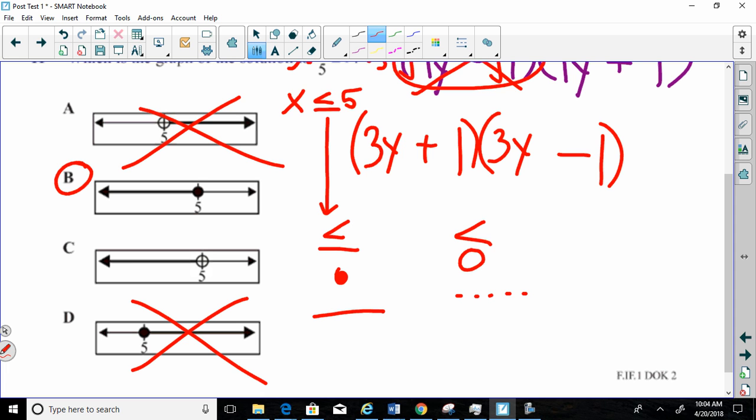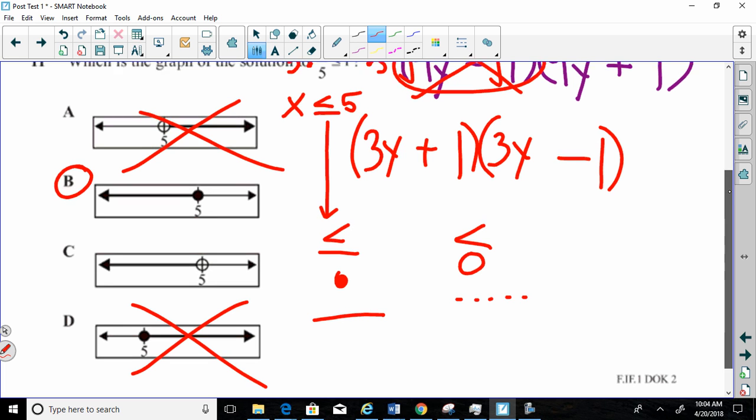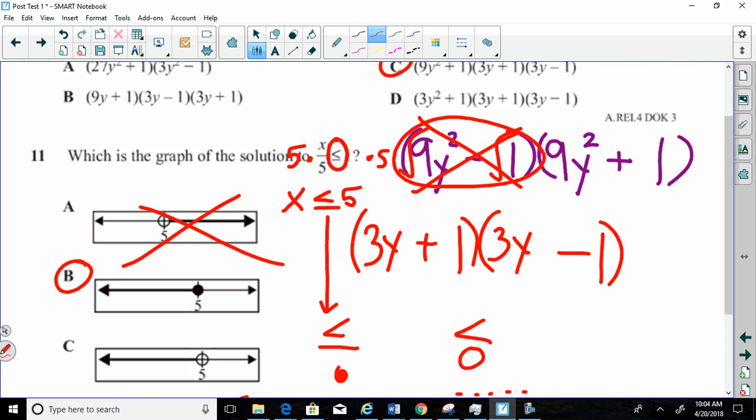I think there will be more of these. This will be today's lesson too. Because in the original equation, this one right here has a line underneath it. So if it has a line, it's solid, and it's a solid circle. Okay.